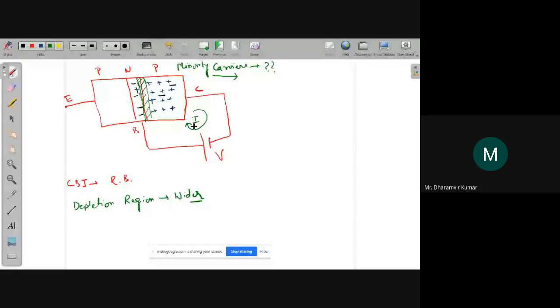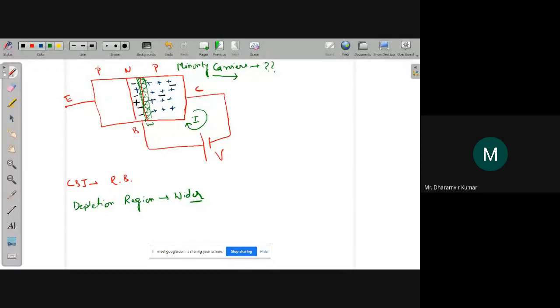Look, when the thickness of this depletion region increases because of the externally applied battery, at the same time there exists an internal electric field within this depletion region. The direction of the electric field is such that it will help the holes from the base to be swept away into the collector region, and at the same time help the minority charge carriers, that is electrons from the collector, to jump into the base region.